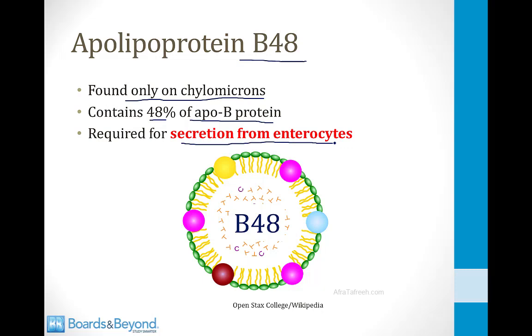enterocytes. There is a rare disorder that we'll discuss later in this module where children are born unable to assemble chylomicrons with B48. As a result, they cannot release the chylomicrons from their enterocytes. This means that lipids accumulate in the GI tract and these children are unable to absorb fat-soluble vitamins.